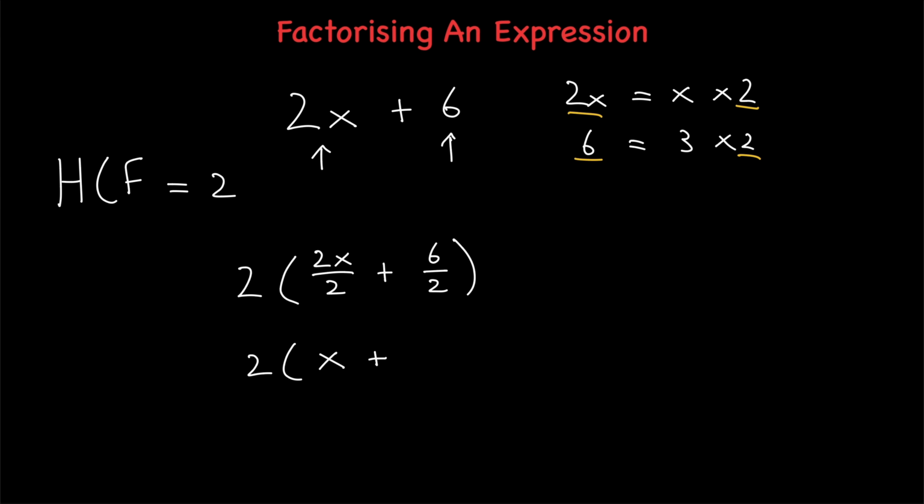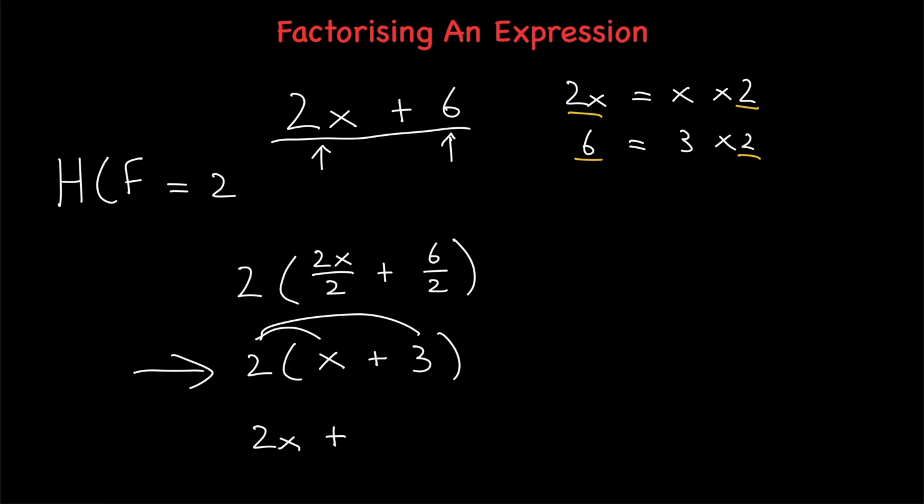And the way we can check to make sure we've done it correctly is by multiplying back and expanding our brackets. So we have 2 times x, which is 2x, and then 2 times 3, which is 6. And so as you can see, the expression from the start is the same as our expanded brackets, which means we have factorized correctly here.